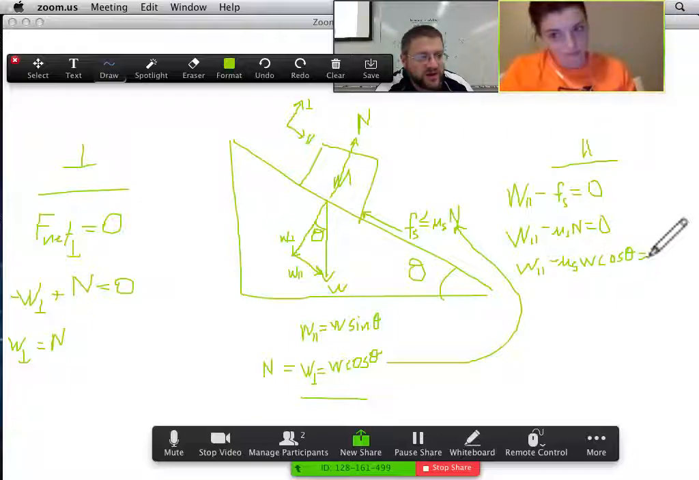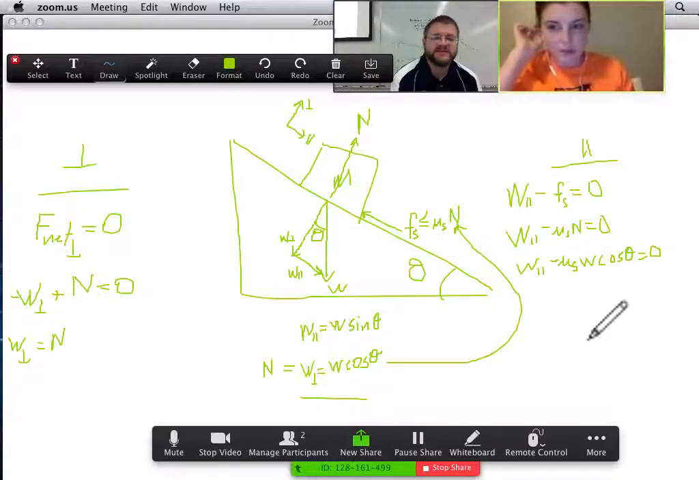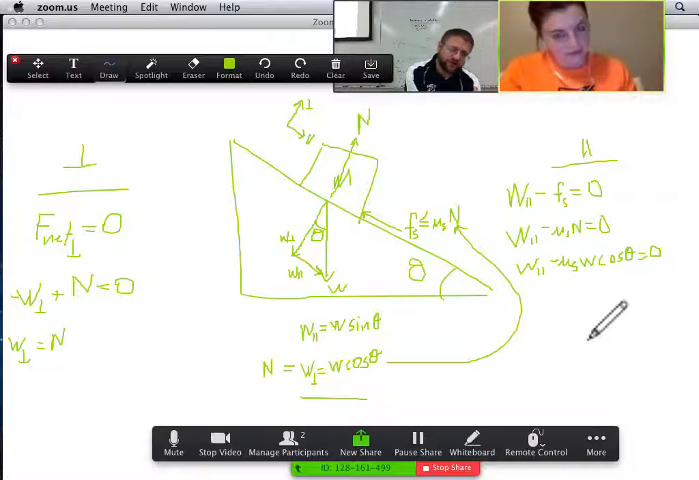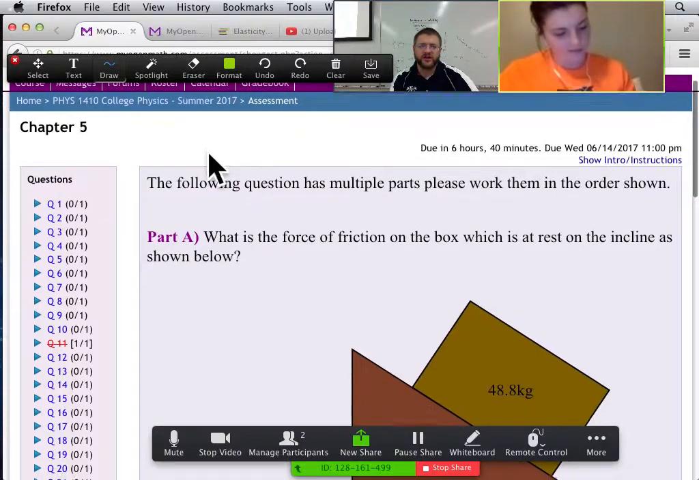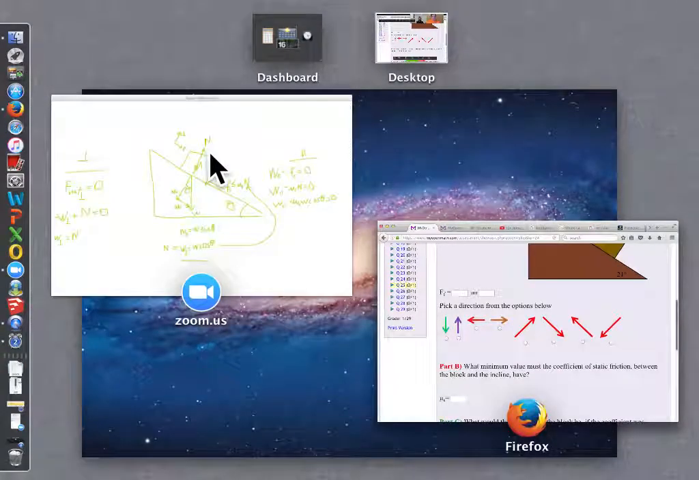equals 0. And what do they want to know? I don't remember what they wanted to know. So the normal force is equal to the weight times the cosine of theta? Yes. And the frictional force is equal to the static coefficient of friction times weight times cosine of theta. And I think that's actually what they wanted to know, isn't it? No, they want to know the force of friction. So we have to solve for the force of friction.